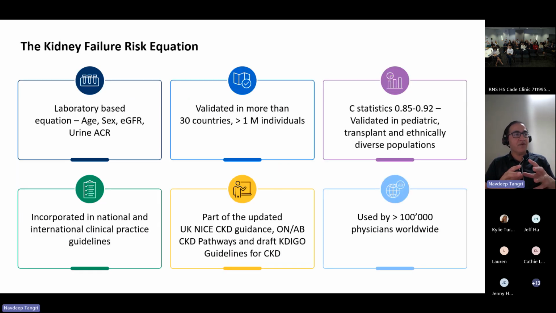So let's start with the KFRE. So I think this is all familiar to most of you. The KFRE has been validated in Australia. It should be used in Australia, and I think is used in Australia in some care settings. It's used in a surprising number of places. The most random place I can think of is New Caledonia, where there's a French version of the KFRE website, which was built several years ago.